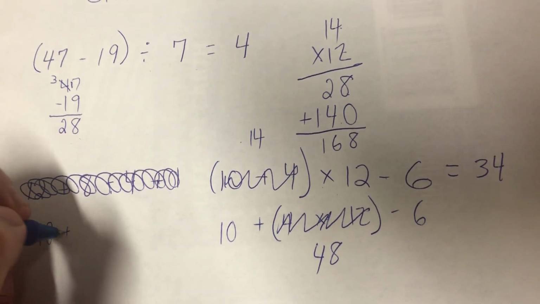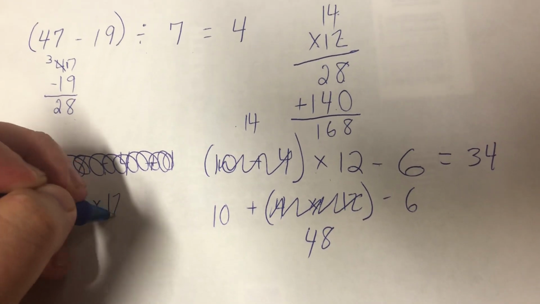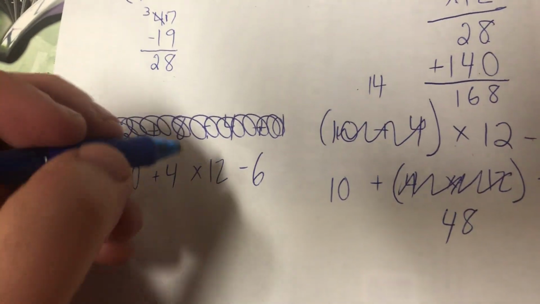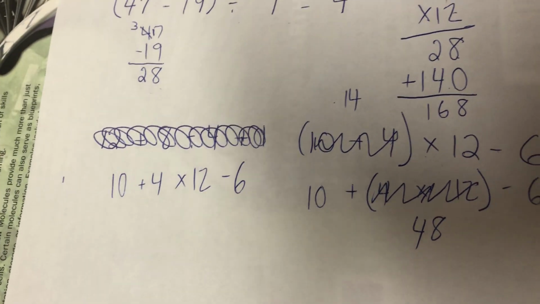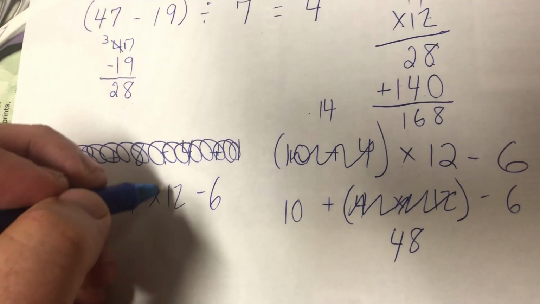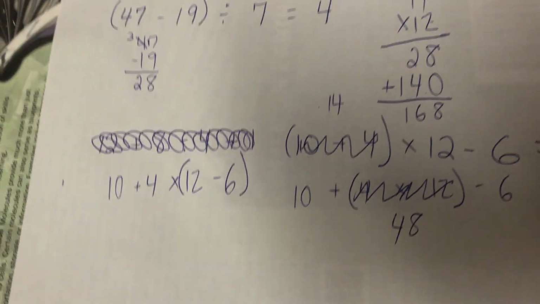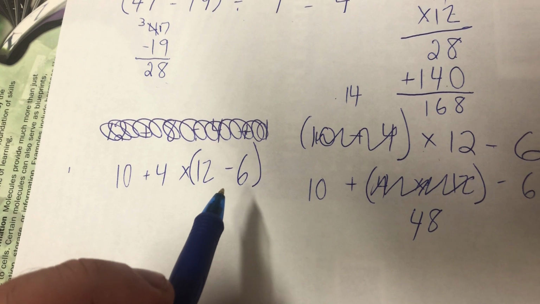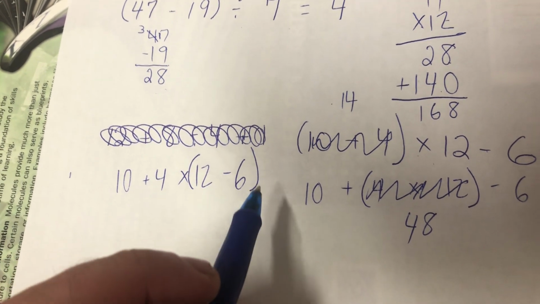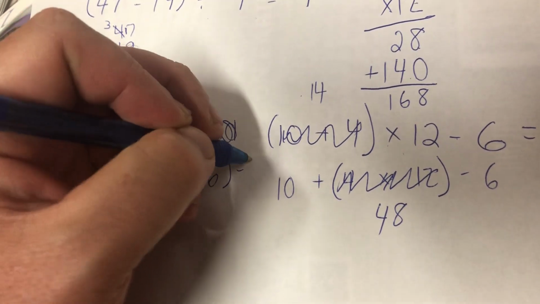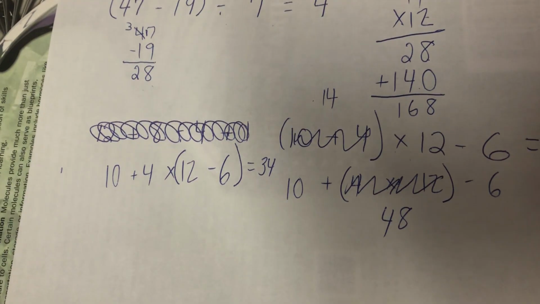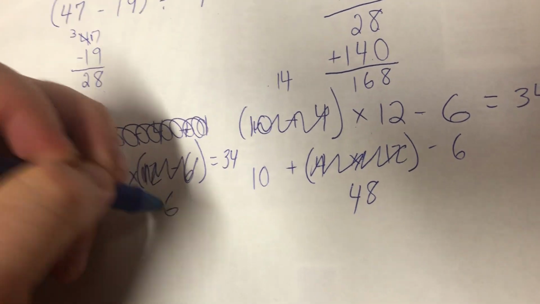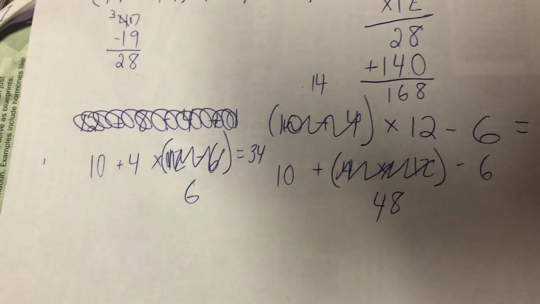10 plus 4 times 12 minus 6. All right. I'm going to go ahead now. 10 plus 4 did not work. 4 times 12 did not work. So now let's put the parentheses around 12 minus 6 and see what happens. Well, if I'm going to clear the parentheses first, I'm going to do 12 minus 6. And we're going to put equals 34 because that's what it needs to equal. Well, 12 minus 6 is 6. So far, so good.